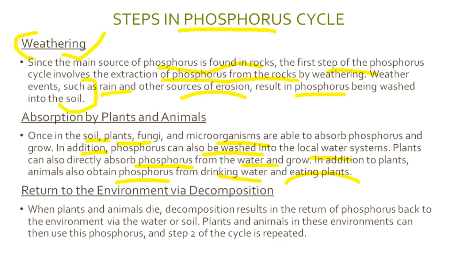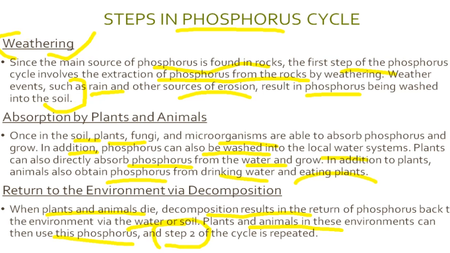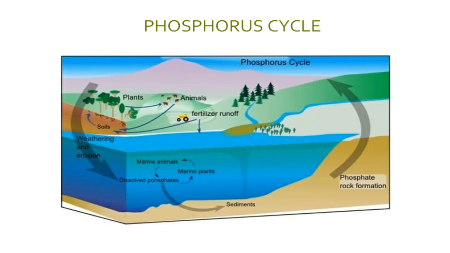The third step is return to the environment via decomposition. So guys, when plants and animals die, decomposition results in the return of phosphorus back to the environment via the water or soil. Plants and animals in these environments can then use this phosphorus and step 2 of the cycle is repeated. You can understand the steps of phosphorus cycle in this diagram more clearly, alright?